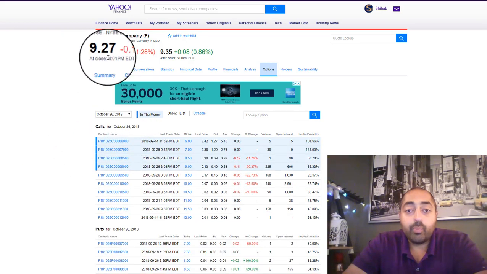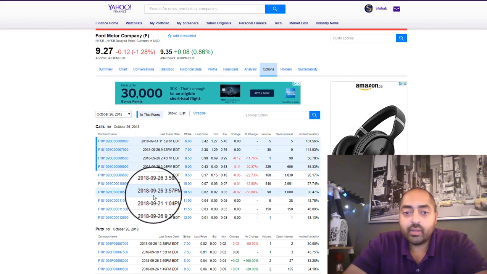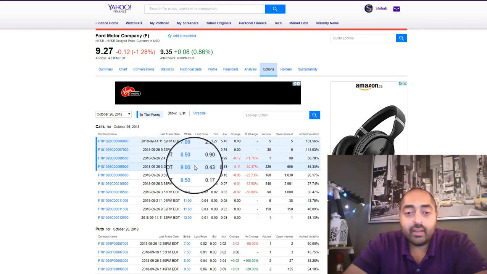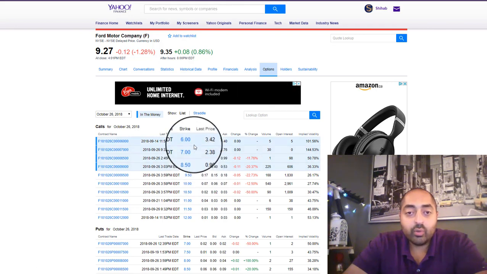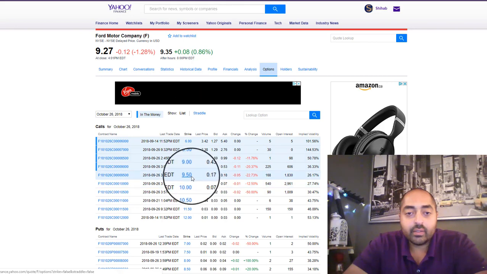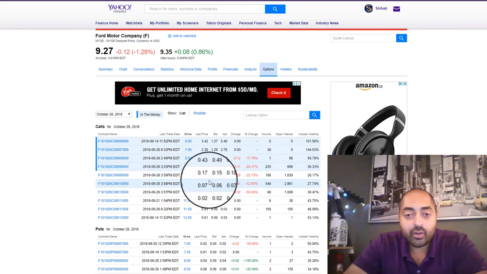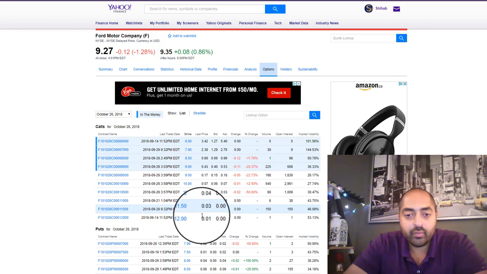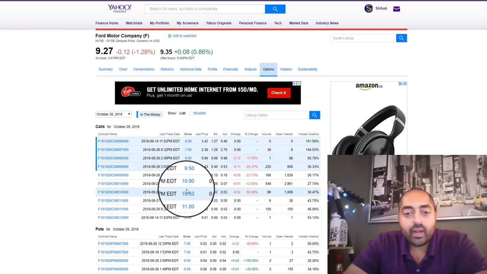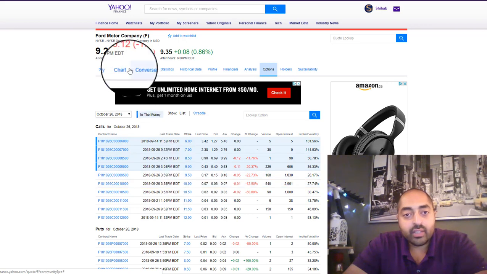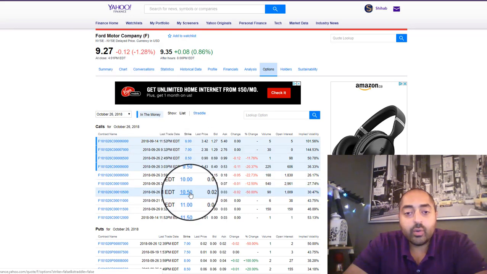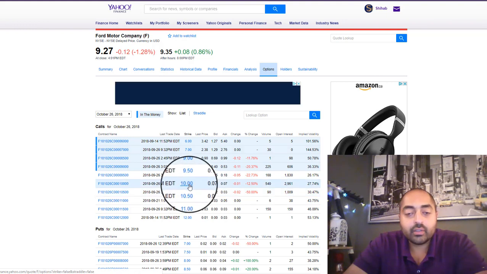So we bought the shares of Ford at 9.27. Now we're going to look at the strike price. Any strike price below the market price is called in the money, and any strike price above the current market price is called out of the money. We bought at 9.27, so we're going to have to pick a strike price that of course is above our market price. Let's say we pick $10 as a strike price.